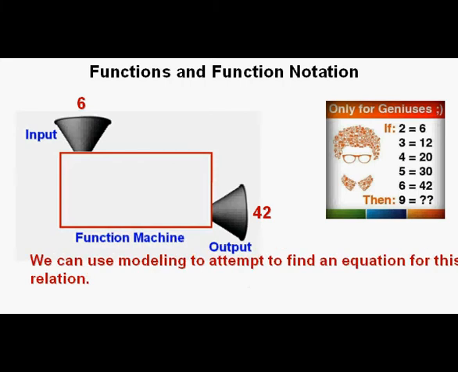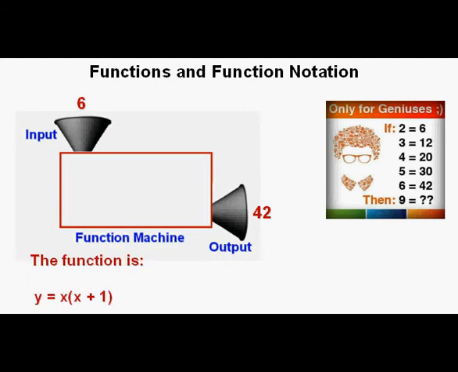You can use modeling to determine an equation for this relation, if there is one, but we won't do that here. I'll just tell you the equation of the function. The function representing this relation is y equals x times the quantity x plus 1. And expanded, the equation is y equals x squared plus x.